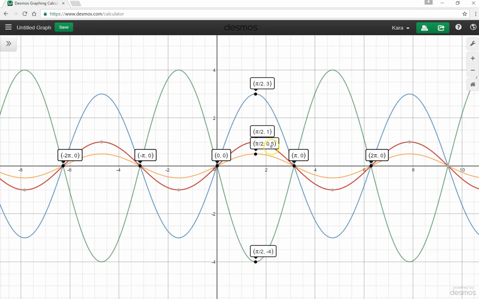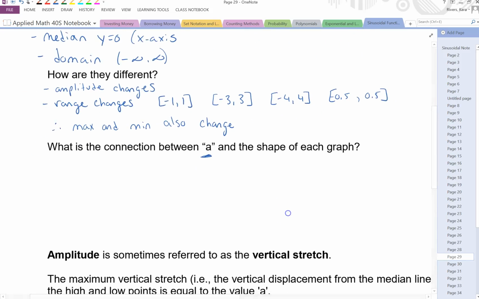We can also see when it is negative, right, that's the other question that we're going to be asked, what happens to our graph? Okay, well, let's write down what a value means first of all. So the connection is that a changes the amplitude. And this also changes the range, the max, and the min.